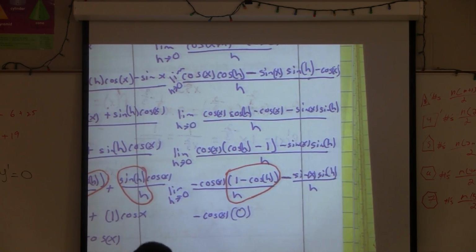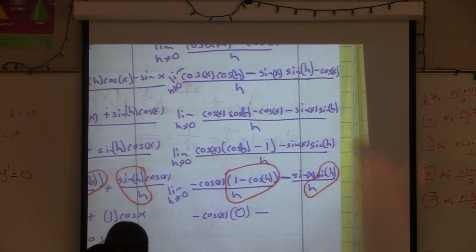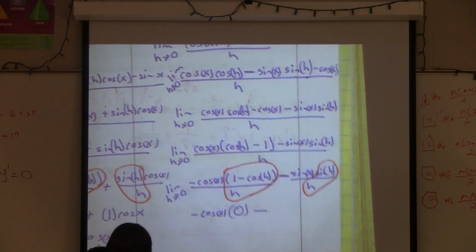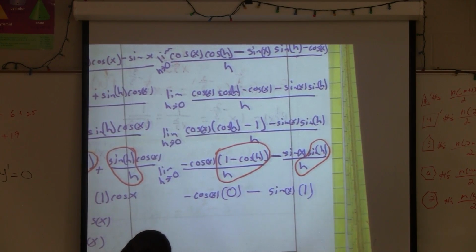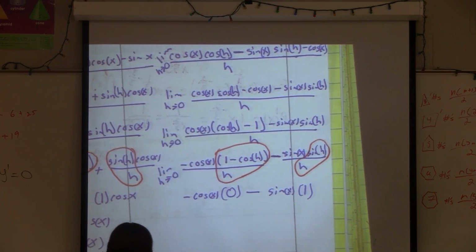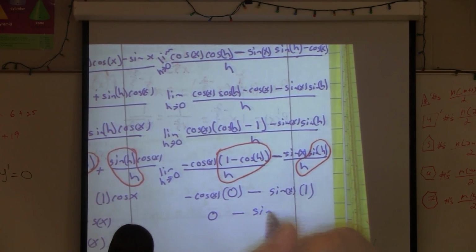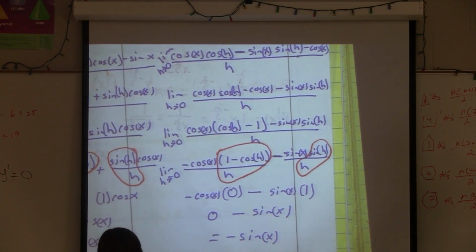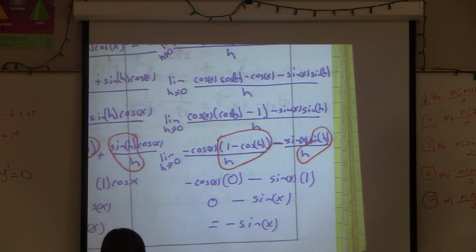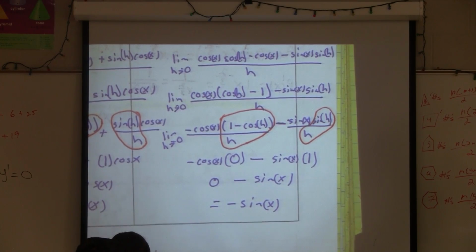Negative cosine of x. Minus, what's this one over here? Sine of h over h. 1. So that'll be sine of x times 1. So that gives us 0 minus what? Sine of x. So what does that end up becoming? Negative sine of x. I told you that it was going to be negative, right? Yeah, she did say that.